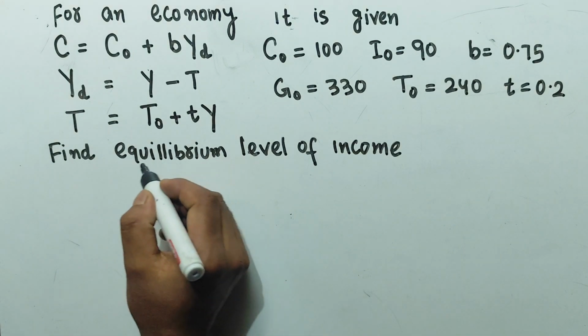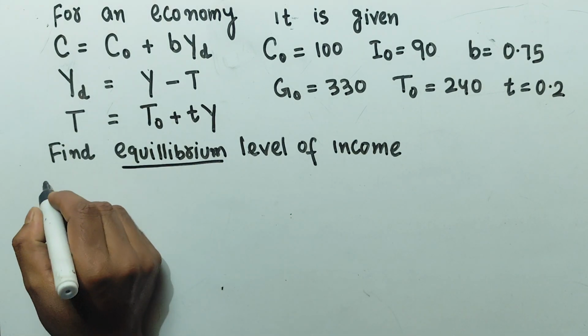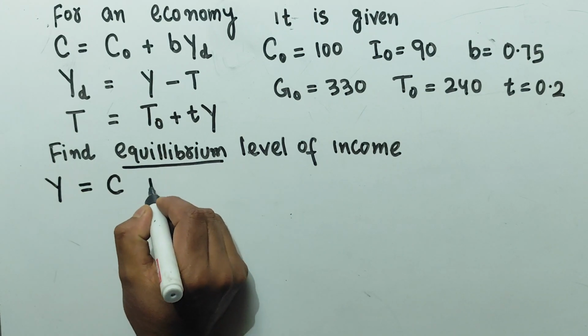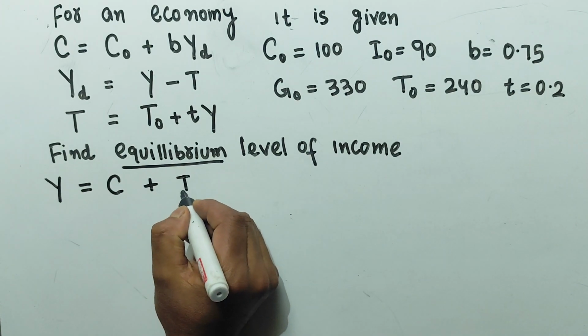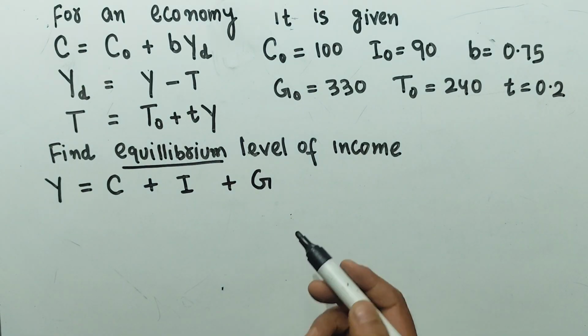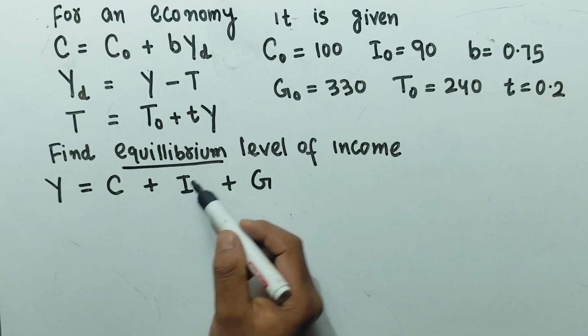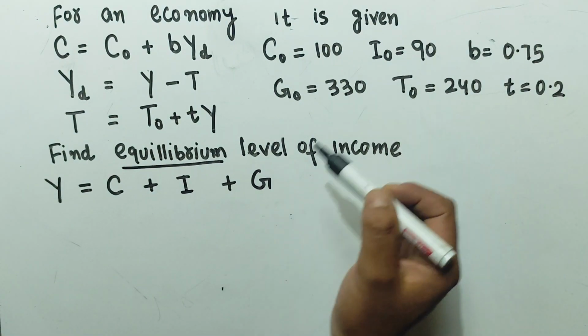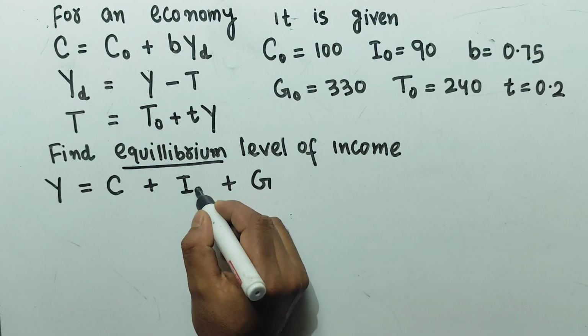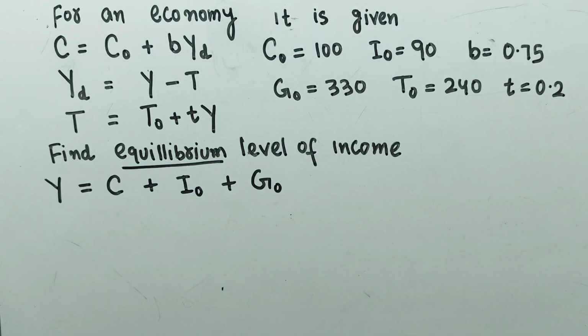So we know that at equilibrium, our total income should be equal to the consumption expenditure plus investment expenditure plus government spending. Now here, investment is autonomous, that is being given to us as 90. Government spending is also autonomous. So let's write it here, I naught and G naught.